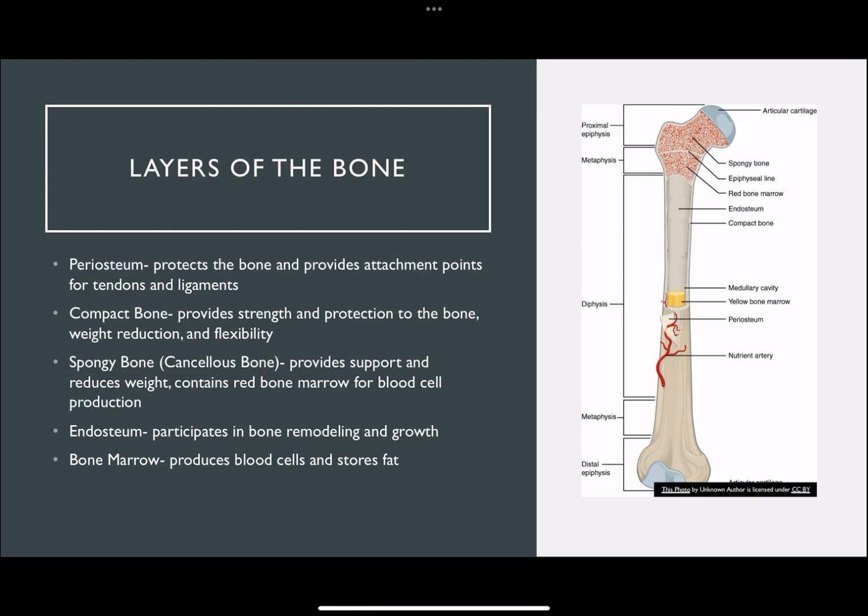This is composed of a single layer of osteoprogenitor cells, osteoblasts, and osteoclasts, and it has connective tissue as well. The bone marrow is the last layer, which produces blood cells and stores fat. These are composed of red bone marrow, which is hematopoietic stem cells, blood cells, and supporting cells, and also yellow bone marrow, which are adipocytes, which are fat cells.